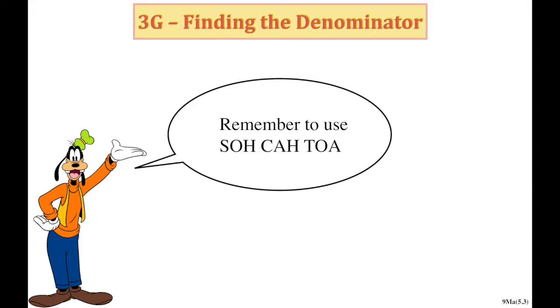Today we're going to be solving trigonometry questions where we actually have to find an unknown side that's part of a denominator. Now let's just remember SOHCAHTOA: sine equals opposite over hypotenuse, cos theta equals adjacent over hypotenuse, tan theta equals opposite over adjacent. So we need to make sure we're aware of our formulas.